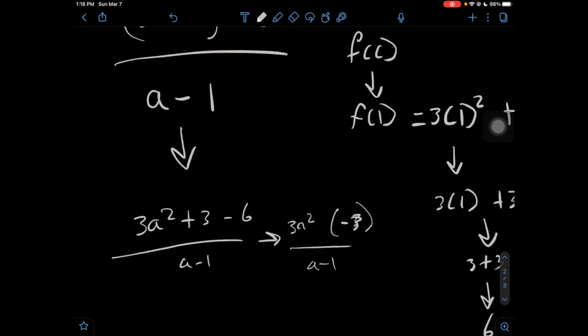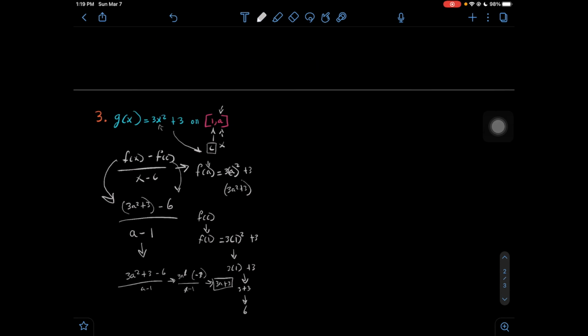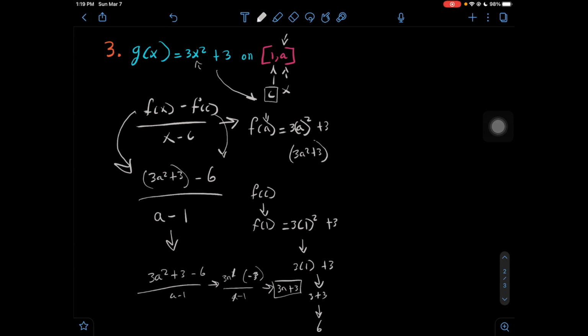Well, we can actually simplify by dividing the numerator by a minus 1, which leaves us with 3a, because this a gets rid of the 2 in our exponent in the numerator, and then we have negative 3 divided by negative 1, which gives us a positive 3. The final rate of change for the equation g of x equals 3x squared plus 3 on an interval of 1 comma a is 3a plus 3.